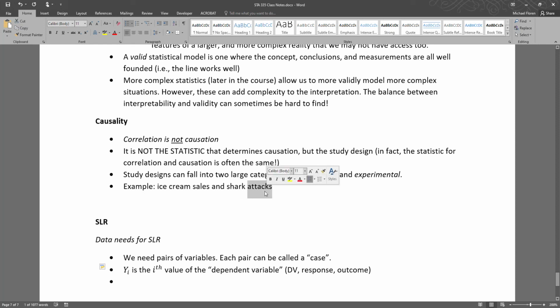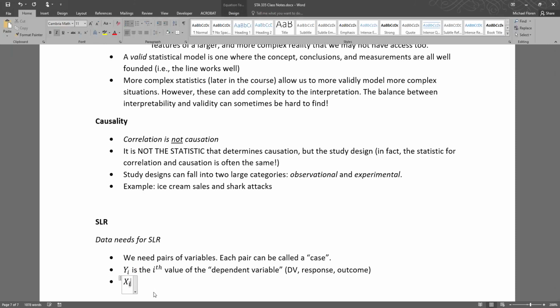That's the what happened. Well, y would be shark attacks. That would be what came out, or what was the outcome. That would be the response to having eaten ice cream. It would depend on whether or not someone had ice cream, presumably. So all of these are ways in which we describe this y variable.